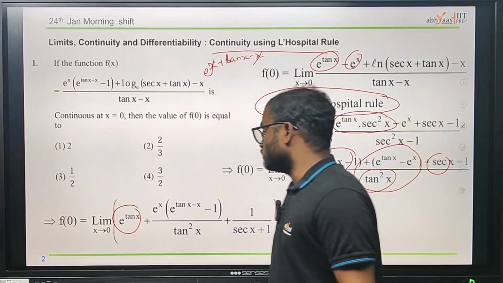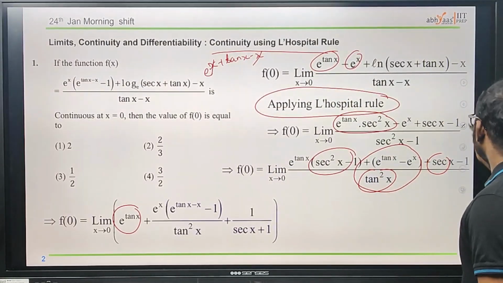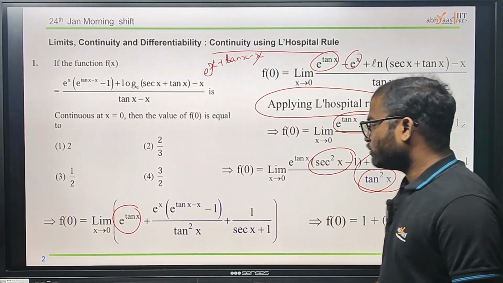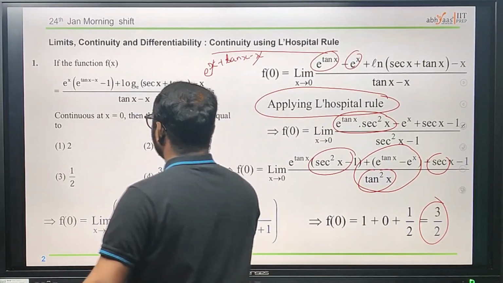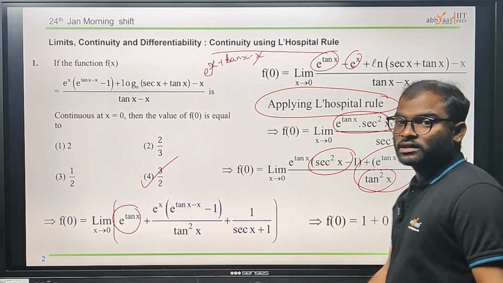I hope you understood. Now you can just put the limit, which gives 3/2 as the answer. Therefore, the fourth option is the correct one.